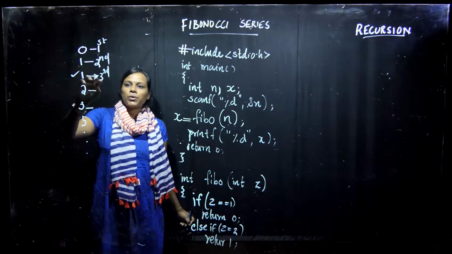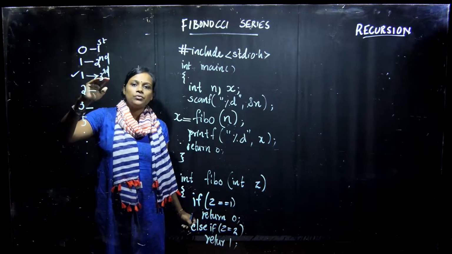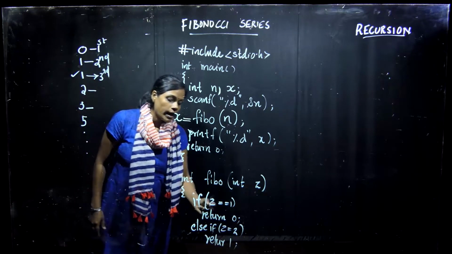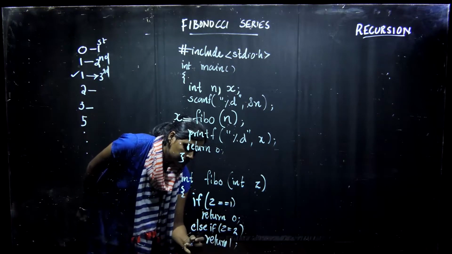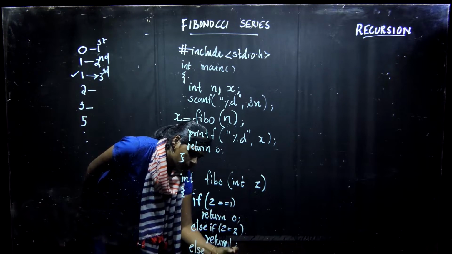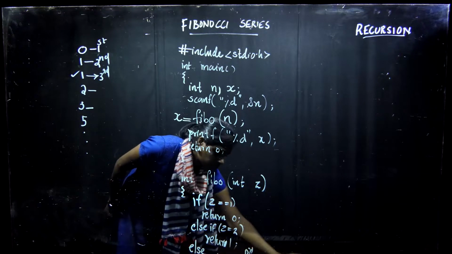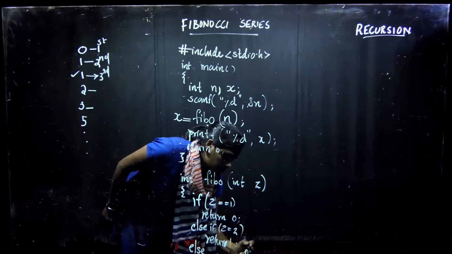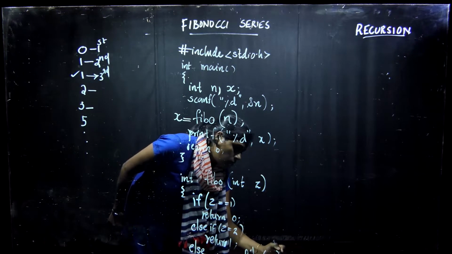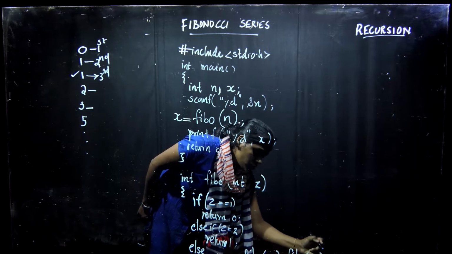Else, that means for any position other than 1 and 2, we have to add the previous two numbers. So else return Fibo of n minus 1 plus Fibo of n minus 2.